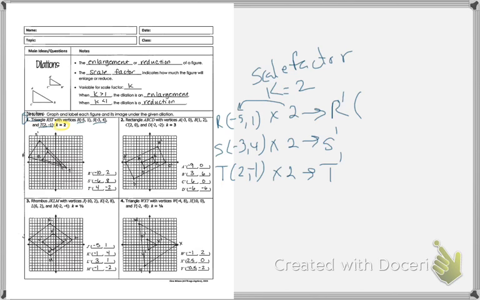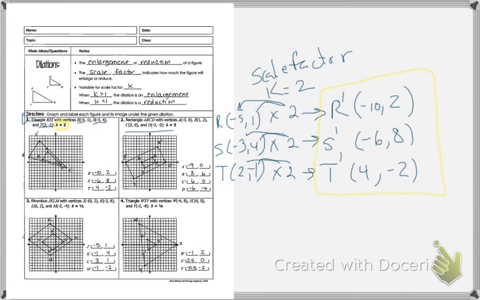So, -5 times 2, -10. 1 times 2, 2. There's my new coordinate. For the new S, again, multiply. So -3 times 2, -6. 2 times 4, 8. Lastly, 2 times 2, 4. 2 times -1, -2. And then this is your answer. Simple as that.